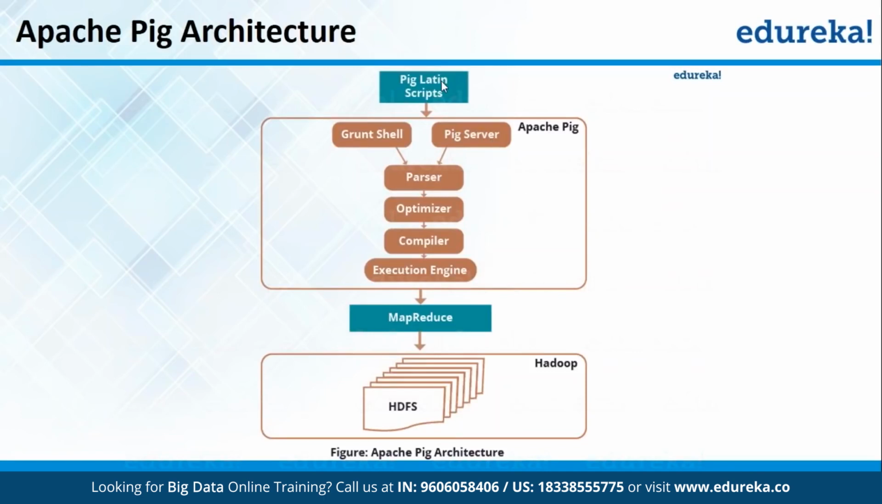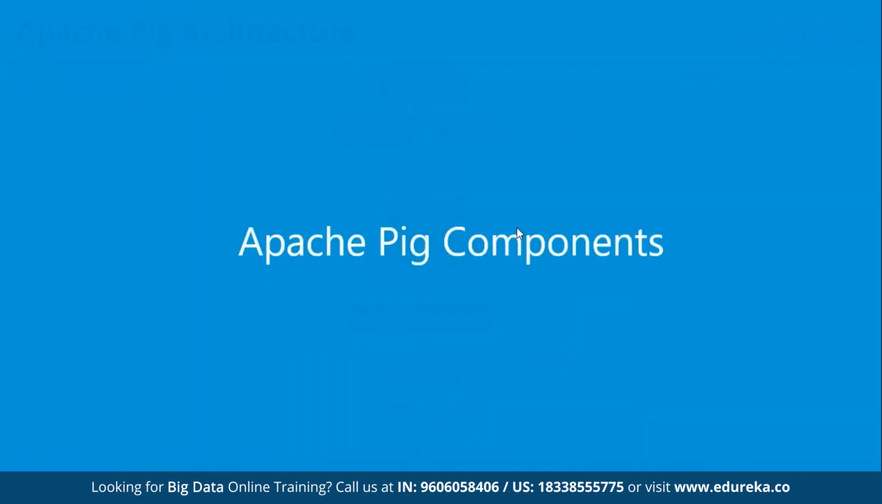Now once the Pig Latin script is submitted to the Apache Pig, it is parsed by the parser, it is optimized by the optimizer, and the compiler compiles and converts the Pig Latin scripts into Apache MapReduce code, and it is executed using the execution engine over the Hadoop cluster. So this is the simple architecture of Apache Pig. Also, I would like to tell you that this entire thing is commonly known as Pig MapReduce engine as well, because the entire thing helps in converting the Pig Latin script into MapReduce and then executing it over the Hadoop cluster. Now it's time we explore the components in Apache Pig.